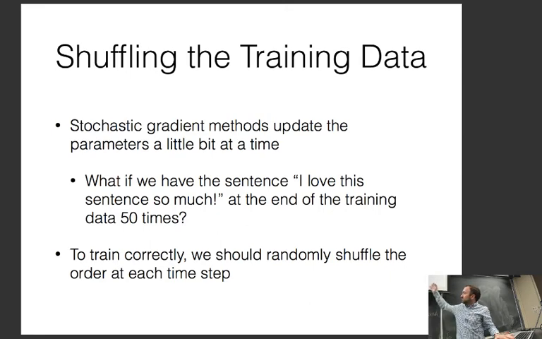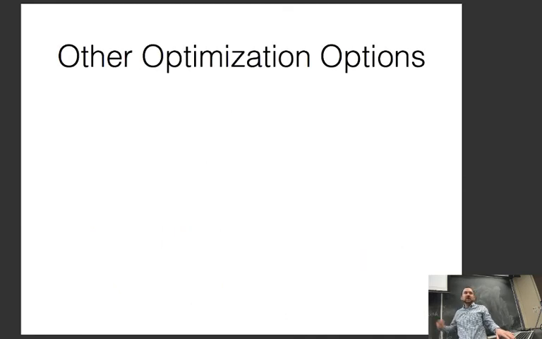Yeah, so to train correctly according to stochastic gradient descent theory, you should be shuffling at every time step, but in reality, usually people just shuffle at the beginning of each epoch or pass through the training data.